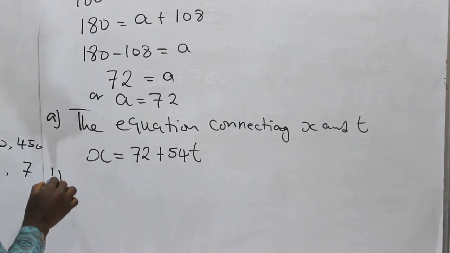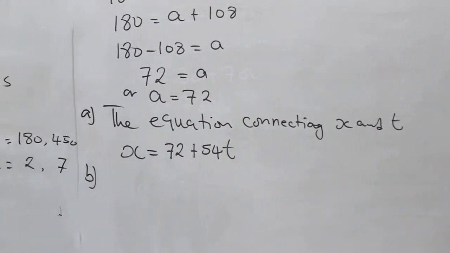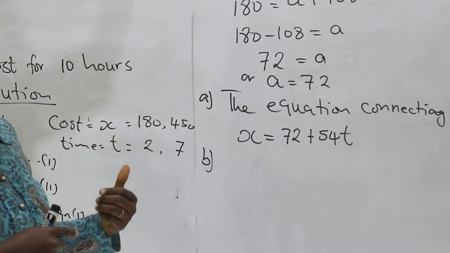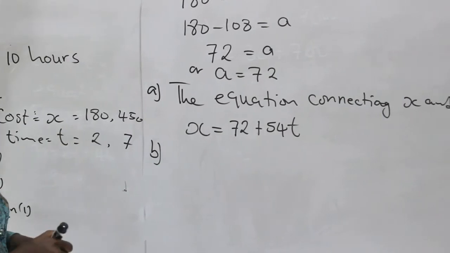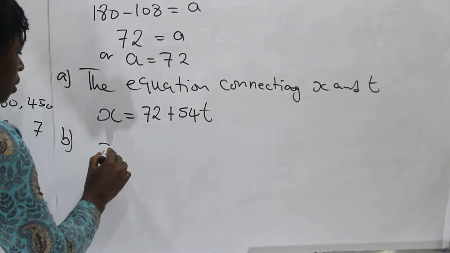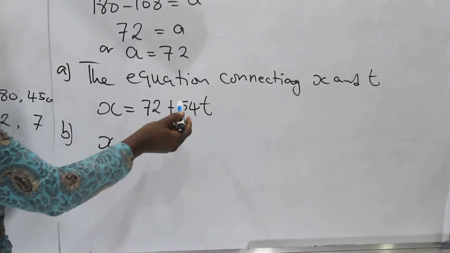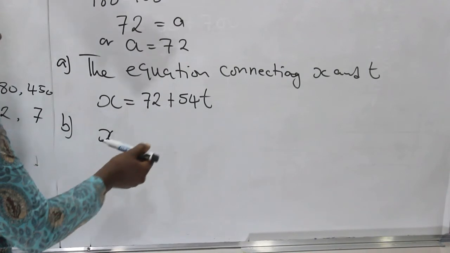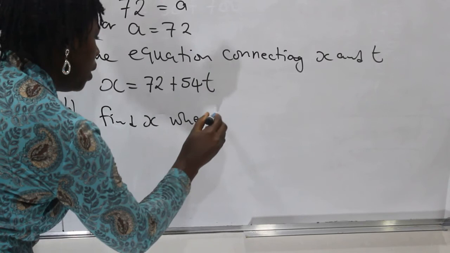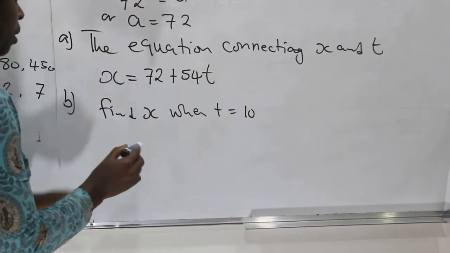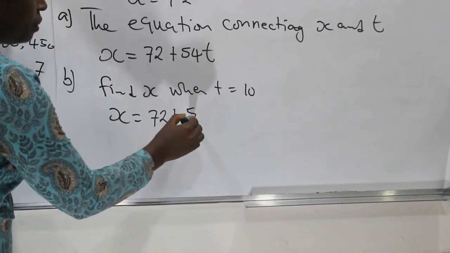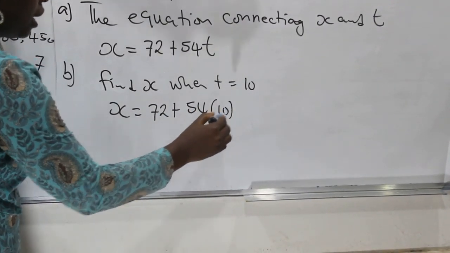Let's go to the second question. The second question, we find the cost, which is x, when t is 10 hours. That is, the time is 10 hours. So let's find the cost. From the equation connecting them, we just substitute for the value of t. t is 10. So find x when t equals 10. From here we say x equals 72 plus 54 times 10.